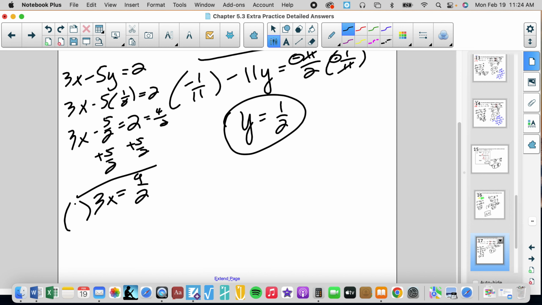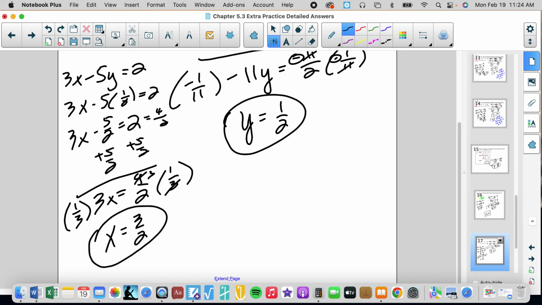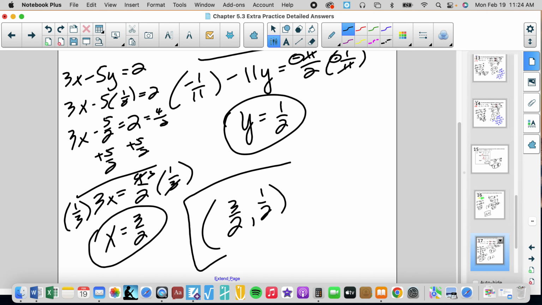We're not going to divide by 3. We're going to multiply by the reciprocal. Denominator, numerator, x equals 3 halves. Folks, get with the program and be proficient with fractions, multiplying, adding, subtracting, etc. 3 halves, 1/2.